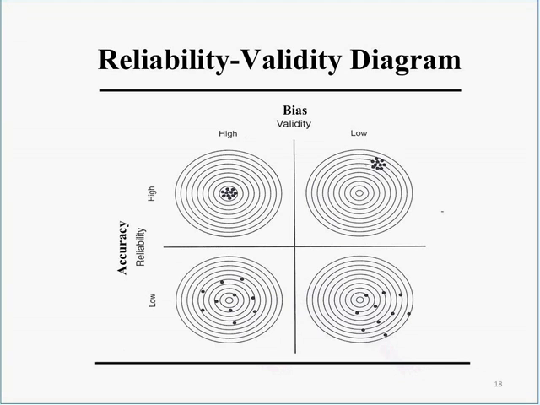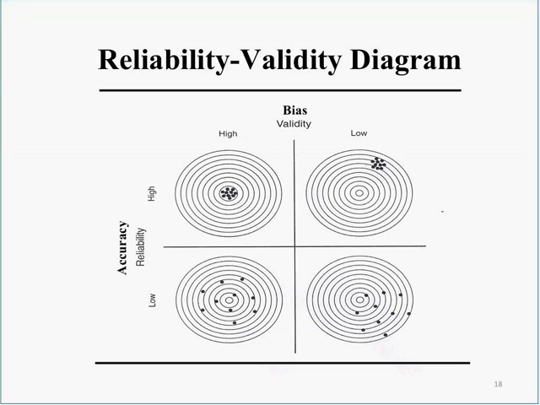And as you can see on the screen, we have a reliability validity diagram. Across the top, we're talking about bias or validity, and we're using these bullseyes, if you will, to facilitate their understanding of all the relationships. Down the left-hand side, you can see we're talking about accuracy or reliability, dependability. Now, we have a four-part matrix here with bias versus accuracy.